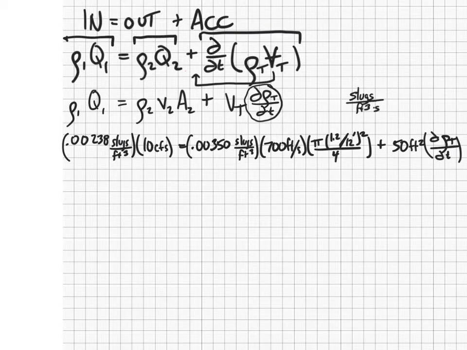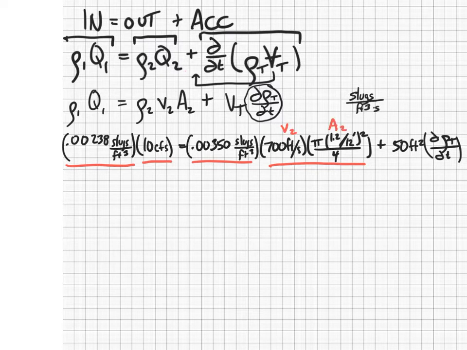All right, so we plug everything in, and it's not necessarily pretty. We've got units that we hate. We hate slugs. But we've got the two rhos, that's density going in and the density leaving. We've got the volumetric flow rate entering. This is the volumetric flow rate leaving, which in this case is velocity 2 times area 2.